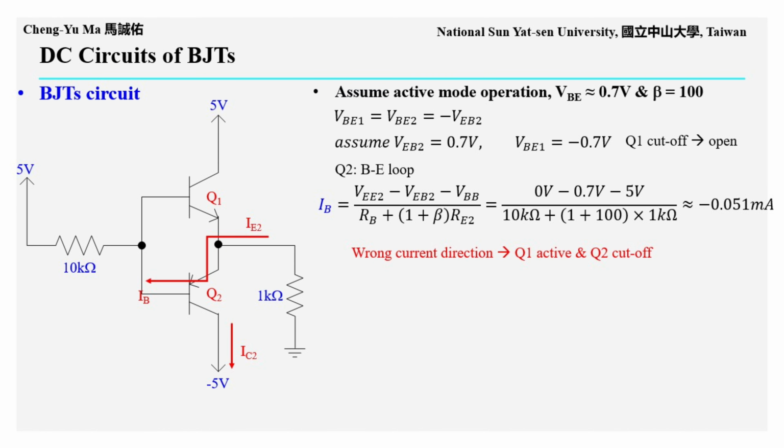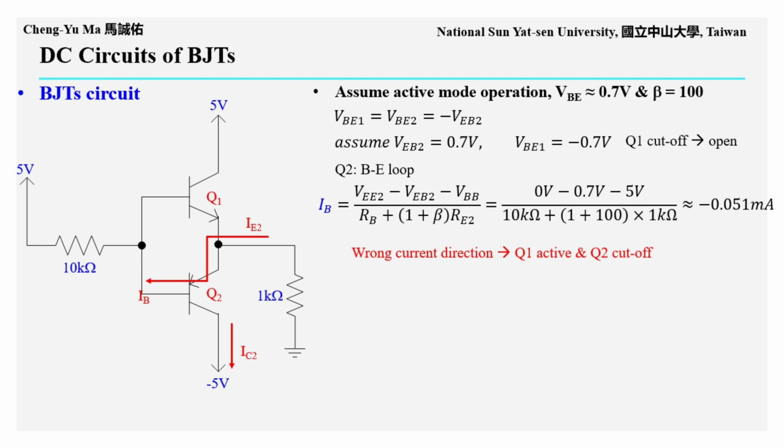But what if we assume that Q2 turns on instead? In that case, VEB2 would be 0.7 volts, and VBE1 would be negative 0.7 volts, so Q1 would be in cutoff and treated as an open circuit. We then analyze the base-to-emitter current path of Q2, again using the resistance reflection rule. The calculated base current is IB equals VEE2 minus VEB2 minus VBB divided by RB plus 1 plus beta times RE2. Substituting the numbers gives 0 volts minus 0.7 volts minus 5 volts divided by 10 kiloohms plus 101 times 1 kiloohm, which is about negative 0.051 milliamps.